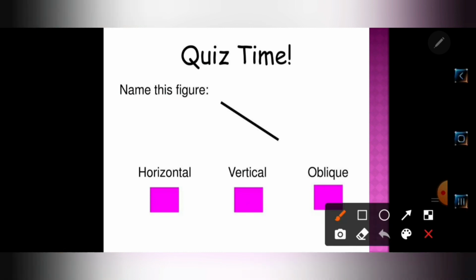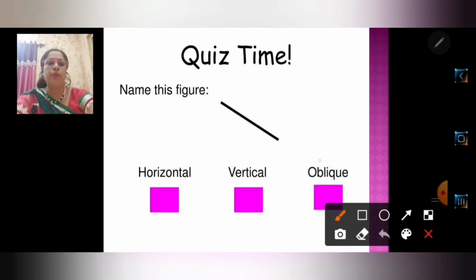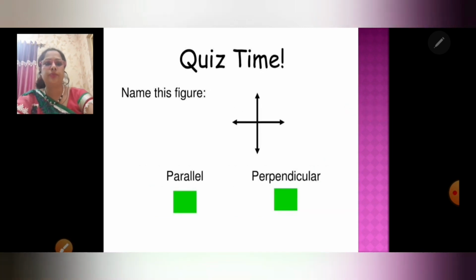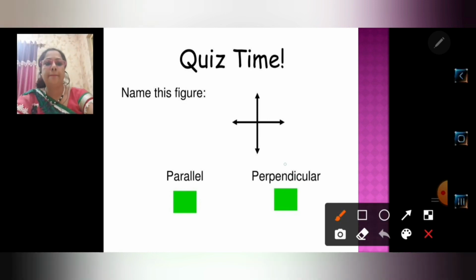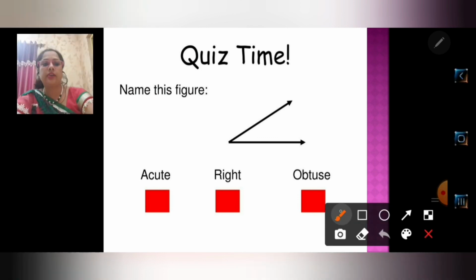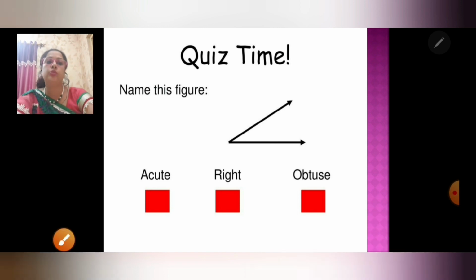Now coming to the next one, this is an oblique line. Oblique line is also called a slant line. Now the next one, this is a perpendicular line. Perpendicular line means square corner. Name this figure. So this is an acute angle because it is less than 90 degrees. So it is an acute angle.